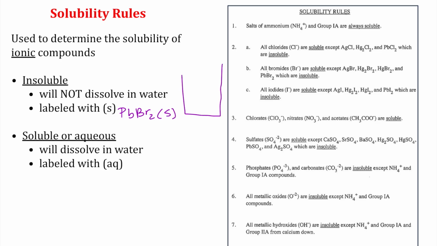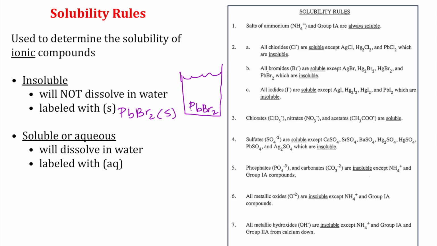If we wanted to show that in a picture, we would put a kind of beaker with water in it, but that lead bromide, PbBr2, would stay together in a compound. It's not going to break up into ions.